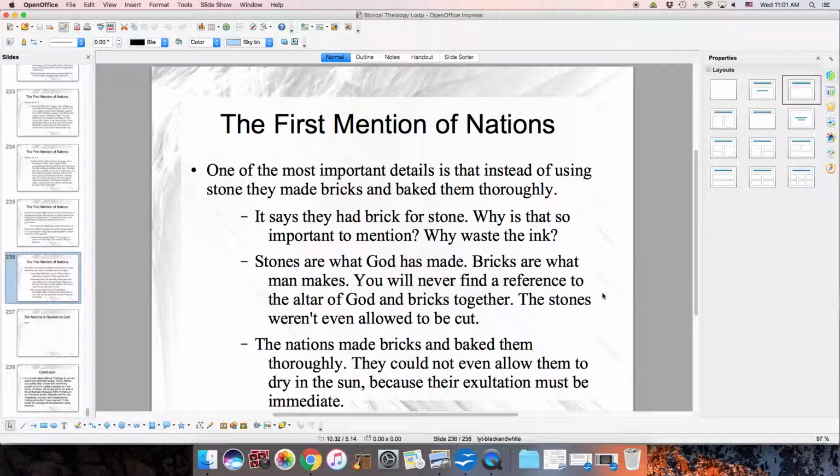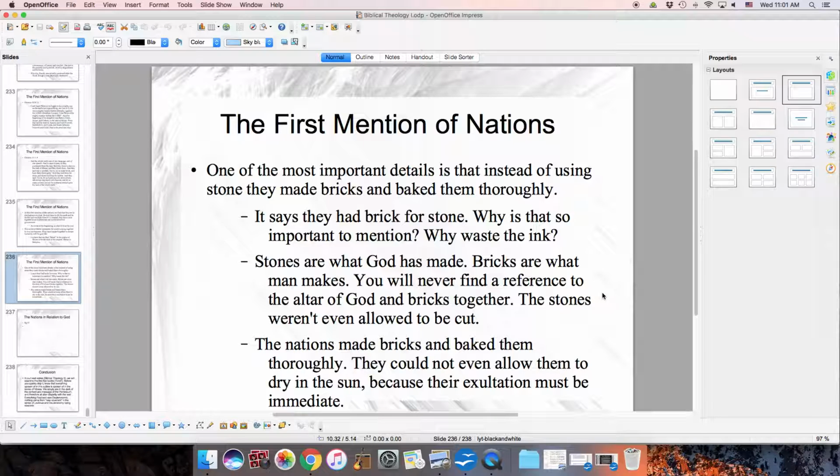You will never find a reference to the altar of God and bricks together. The stones weren't even allowed to be cut when you make the altar. You're not allowed to chisel any stone to make the altar of God. And when you see the temple being made, it says there was not a sound of hammer and chisel to be heard in Jerusalem. All of the stones were hewn and cut outside before they're delivered.